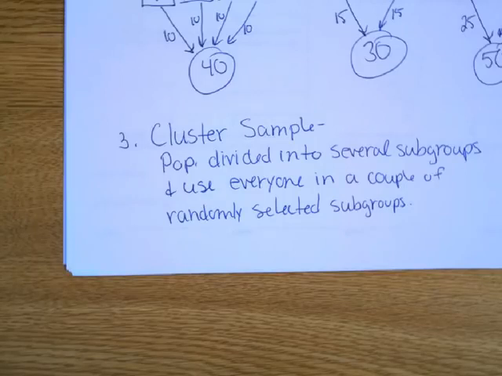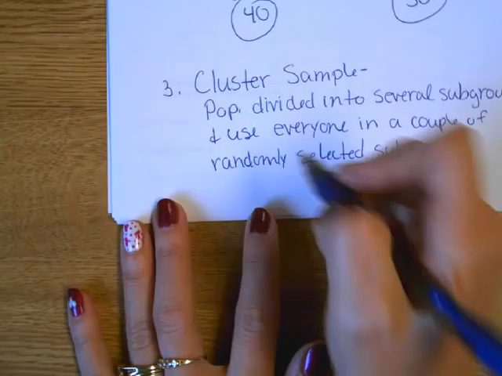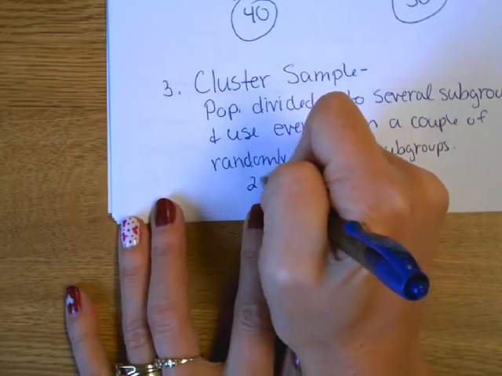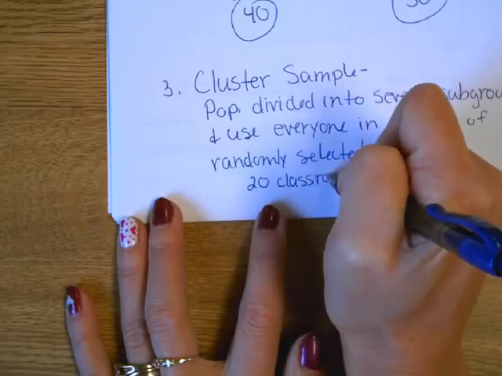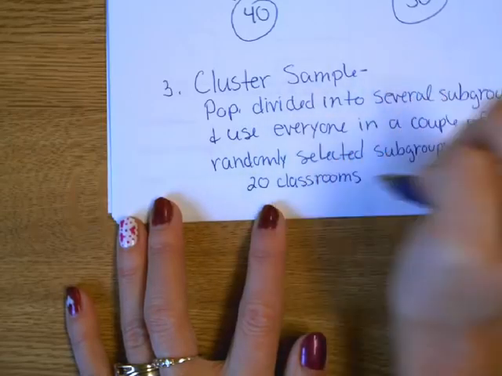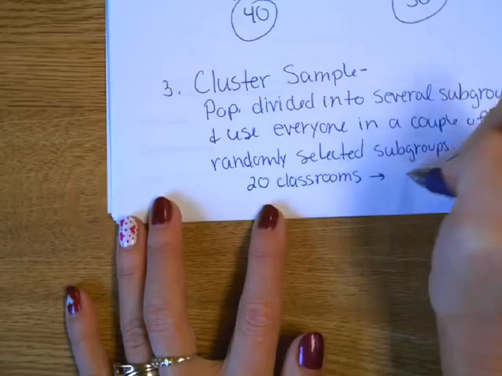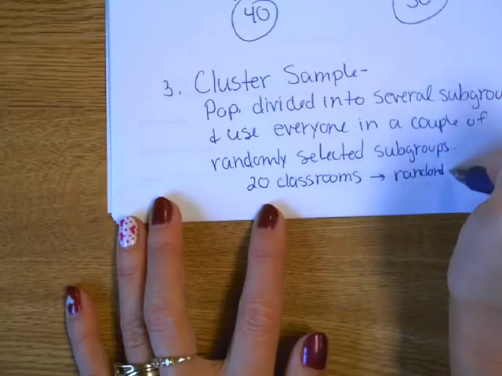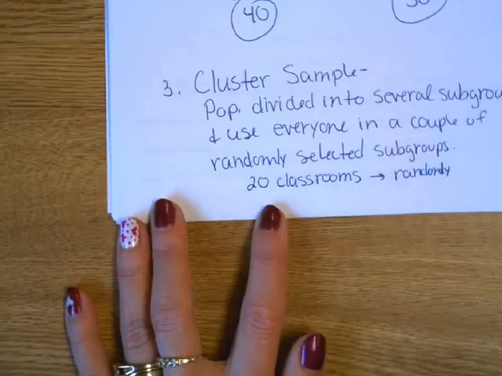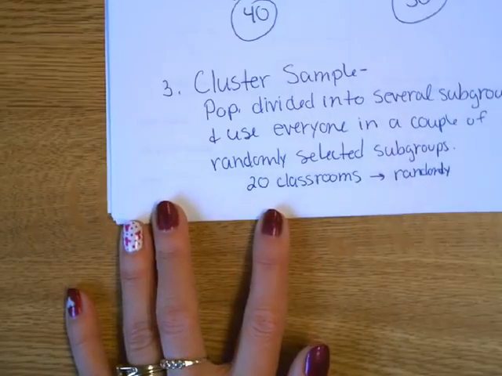I've got my subgroups, but I may not be grabbing from every single classroom. So let's use that as our example. Let's use the 20 classrooms as my subgroups. Then I'm going to randomly select 3. You would number them 1 through 20, and I'd use my random number generator to give me 3 random numbers between 1 and 20.